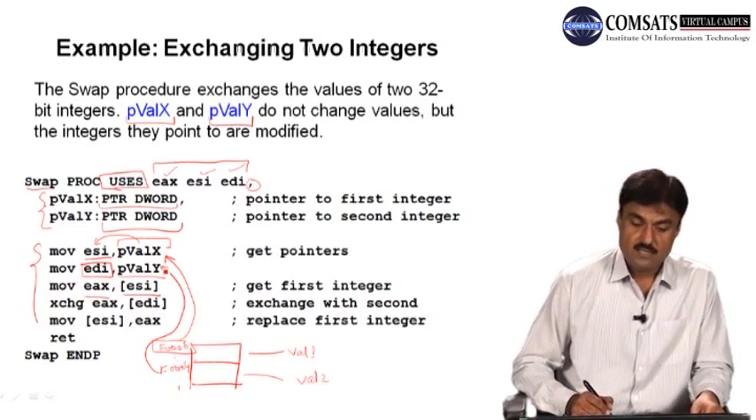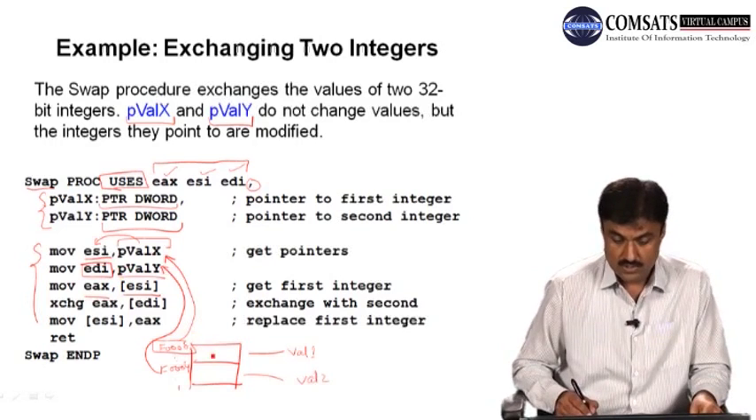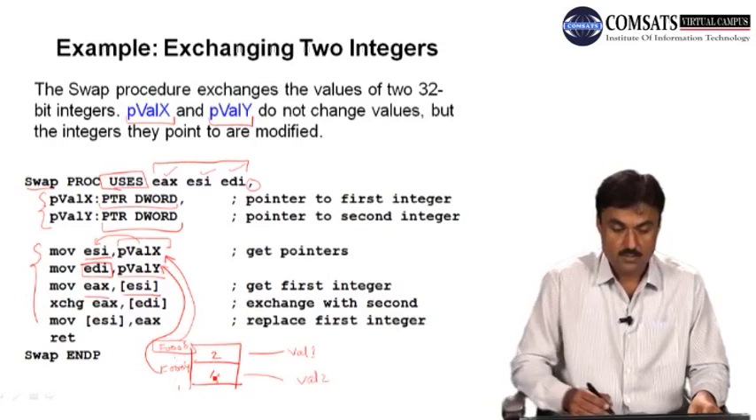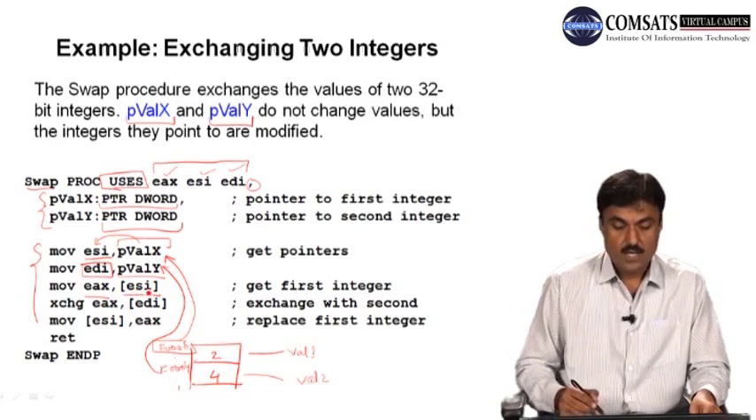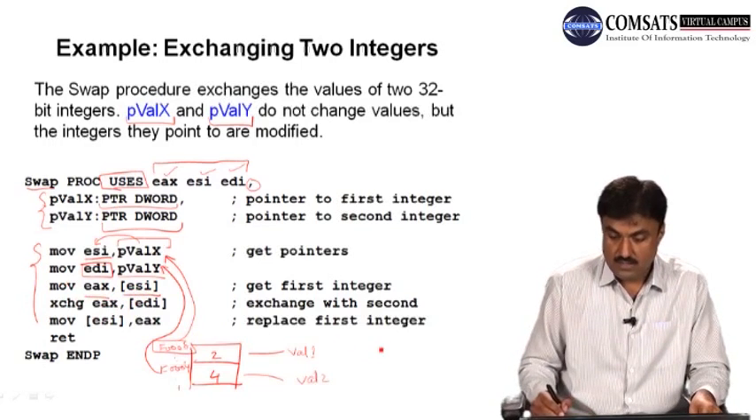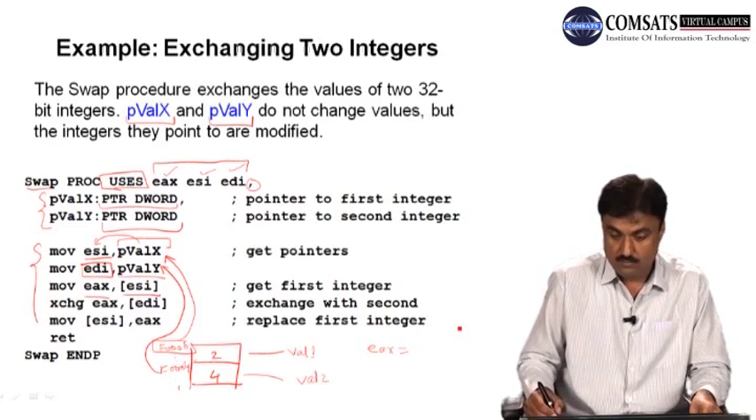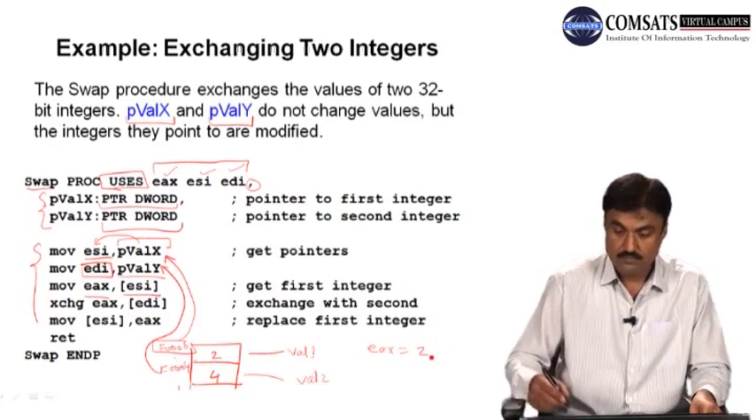Now ESI has the same value. So for example, here is 2 and here is 4, for example. These are the 2 values which are being stored. So here we say EAX and the value which is being stored at ESI. So EAX will have the value which is being pointed by the ESI, that is 2.